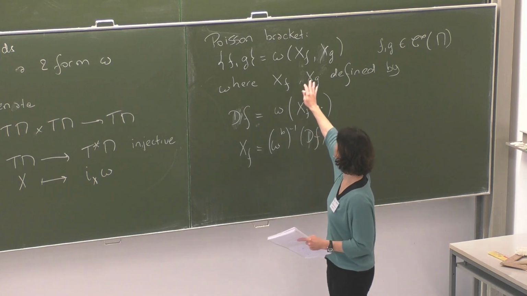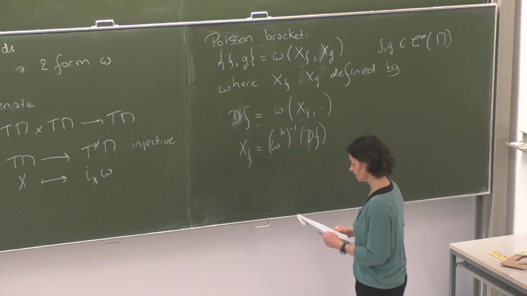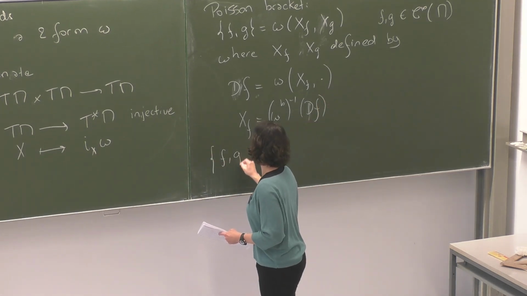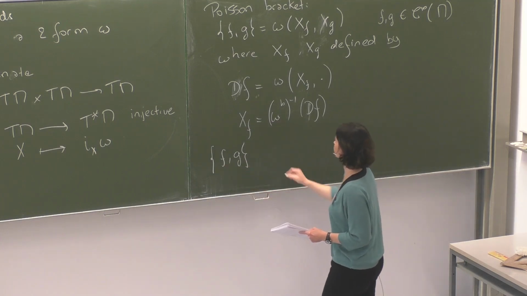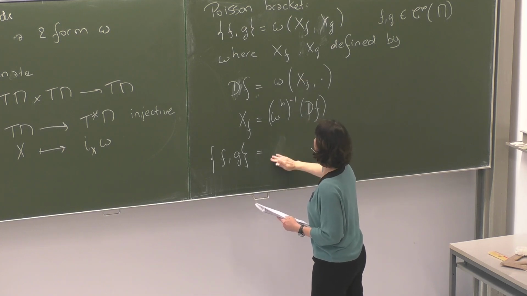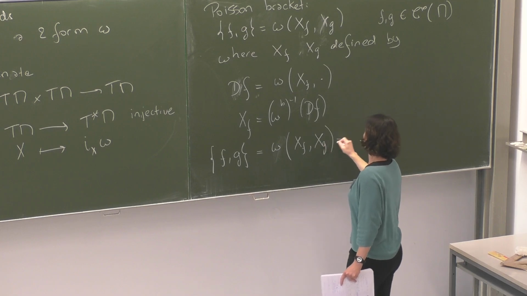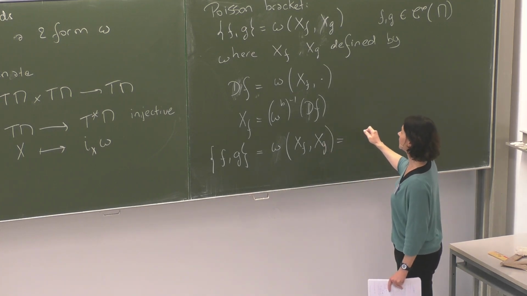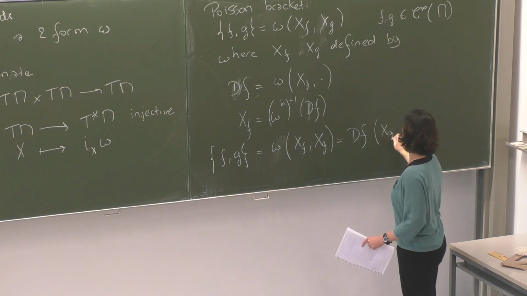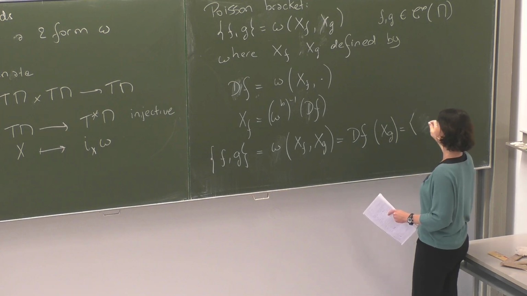So here, perhaps I should write this. If we want to write the bracket of F and G, then we get this symplectic form applied to XF, XG, which is exactly dF applied to XG. So this is a pairing between XG and dF.